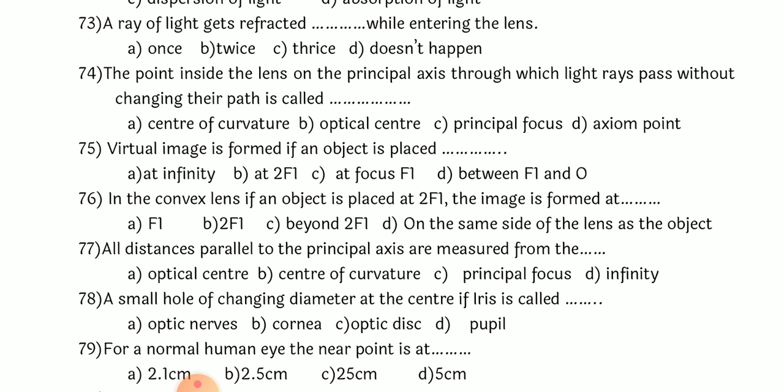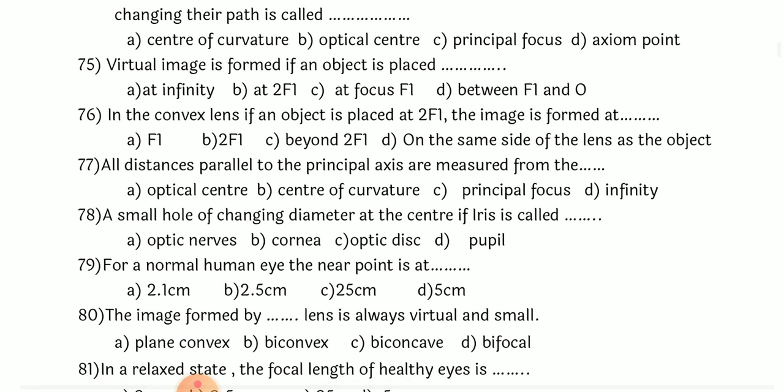It is there in your textbook, the table is there, correct? In the convex lens, if an object is placed at 2F1, the image is also formed at 2F2 only. So option is B. All distances parallel to the principal axis are measured from the optical center. So that is option A.